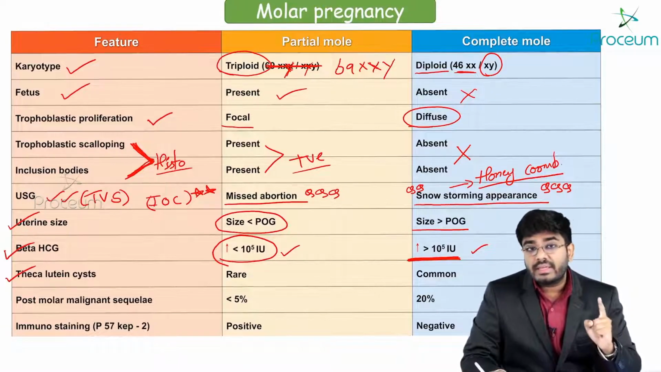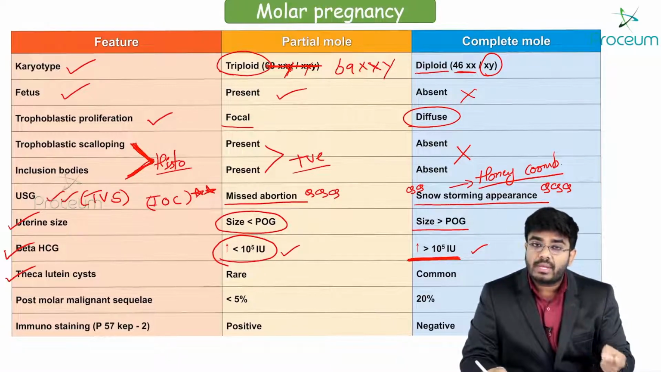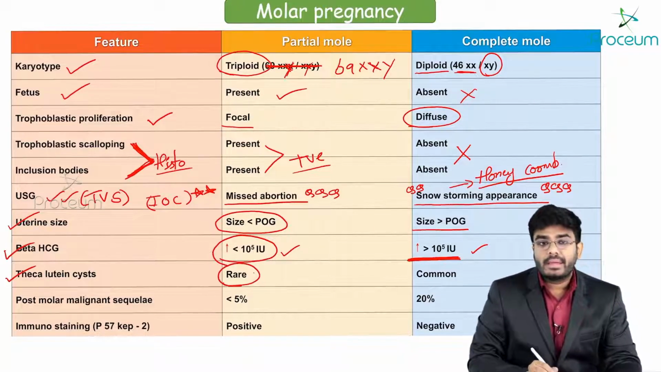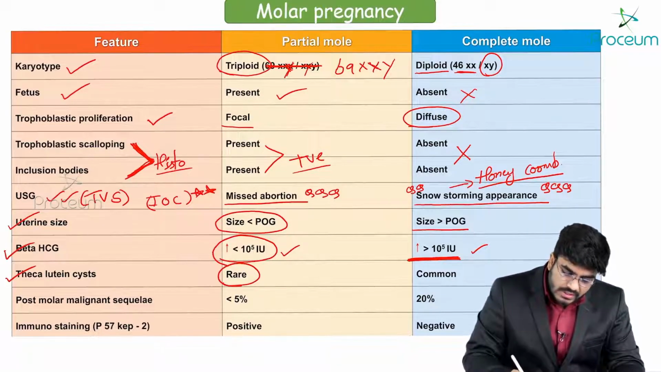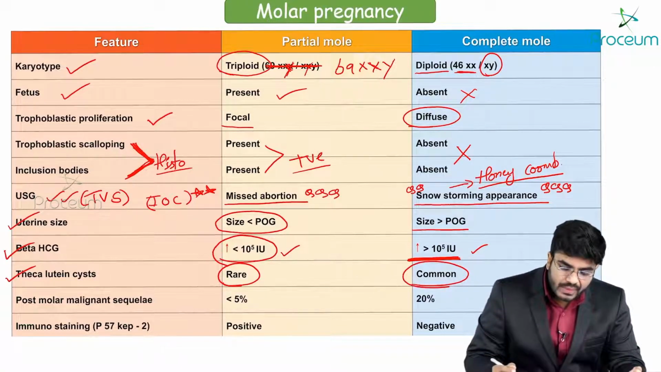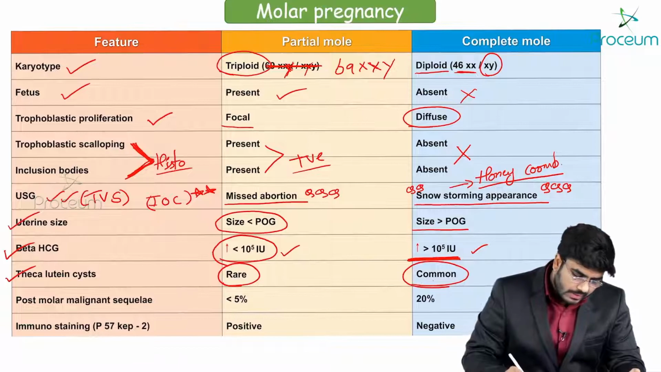Now let's see the thecal luteal cyst. Yes, we have seen because of the increased beta HCG, thecal luteal cyst can happen. Now these thecal luteal cysts are rare. Okay, thecal luteal cysts are rare with the partial mole. Thecal luteal cysts are usually seen with the complete mole. Okay, they are very much common with the complete mole.